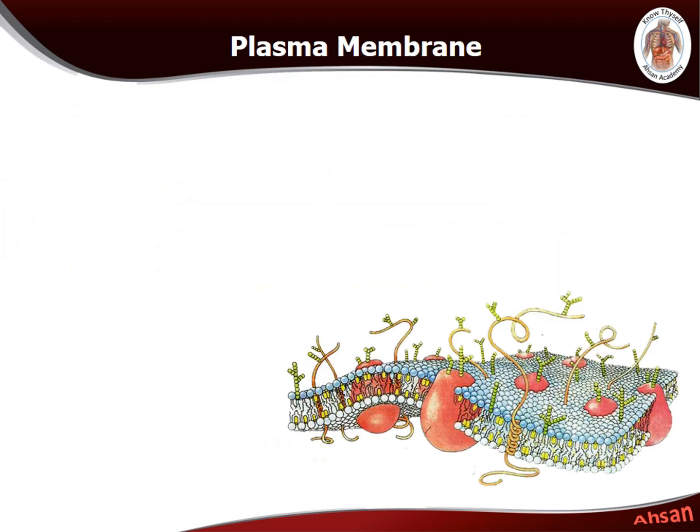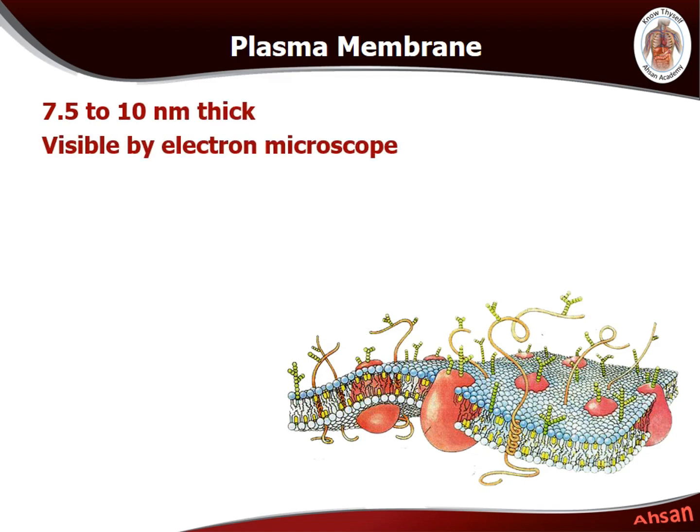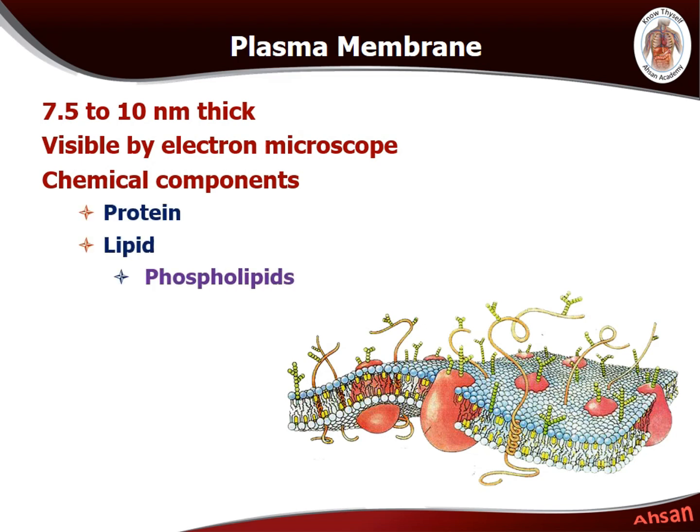Let us go into detail of the plasma membrane. It's a very thin boundary of the cell which is visible only by the electron microscope and can assume the position under hyperlight microscopes also. To understand the structure, we should know the chemicals present in the plasma membrane. Those are the proteins, the lipids, and lipids are of two types, phospholipids and cholesterol. The third thing is the carbohydrate.